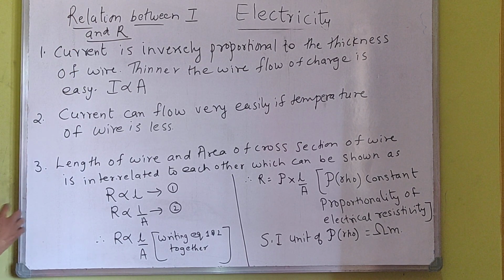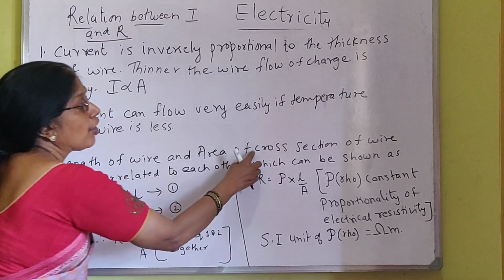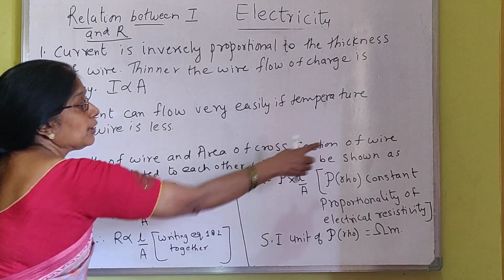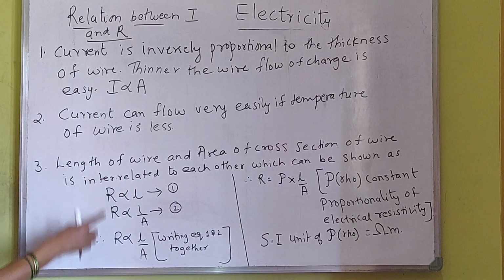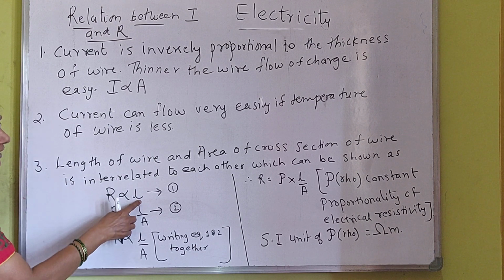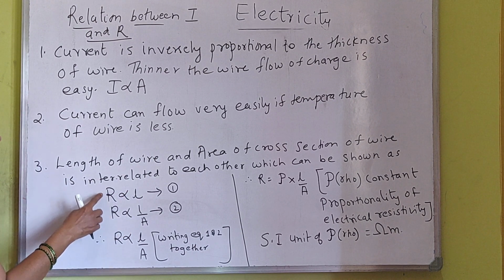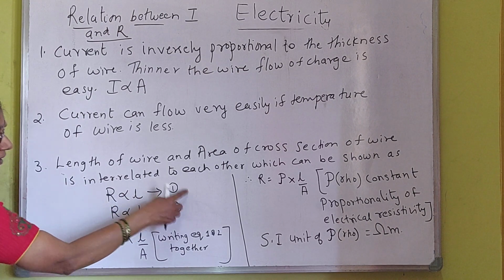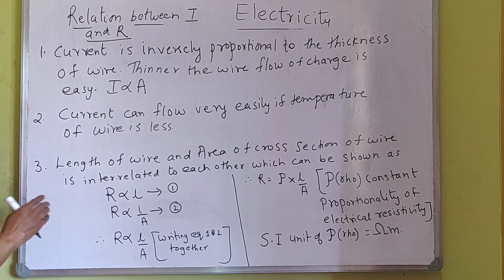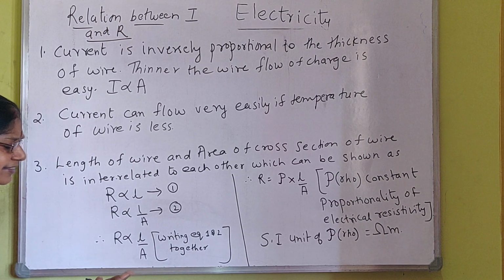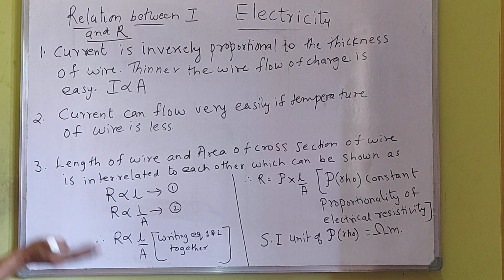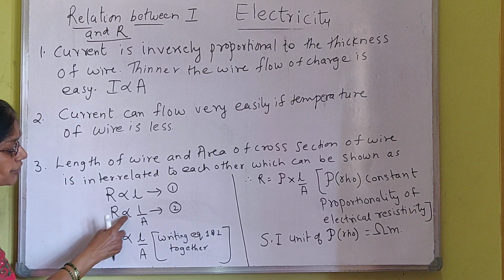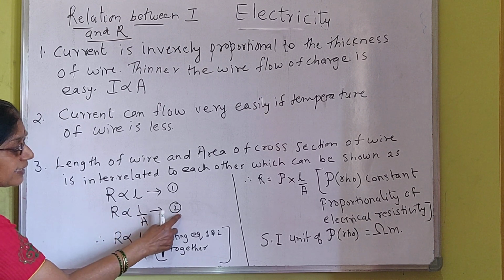Similarly, we can say that the length of wire and the area of cross section of wire are interrelated with each other. Already I explained the factors. As the length increases, the resistance also increases. So R is directly proportional to L. Let us keep it as equation number 1. We also saw that area of cross section and resistance are inversely proportional to each other, which we can show as R is proportional to 1 by A. Let us take it as equation number 2.